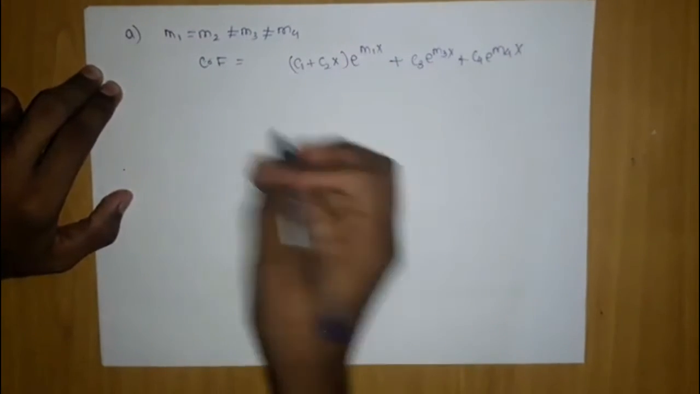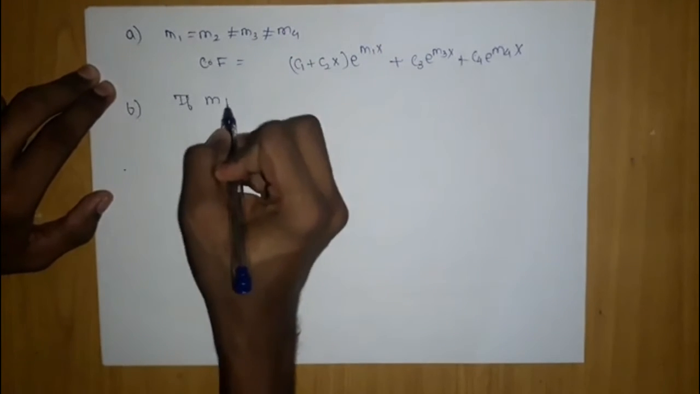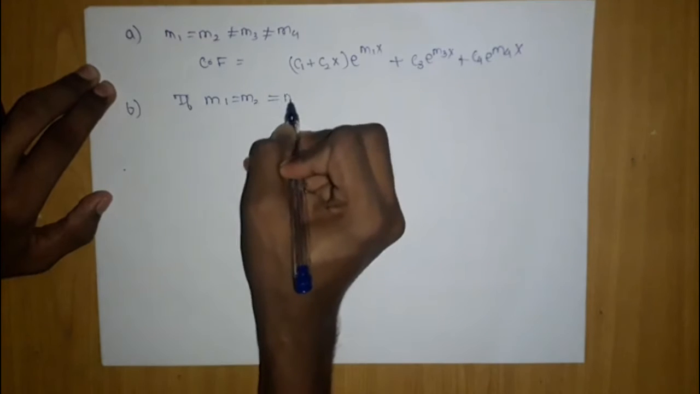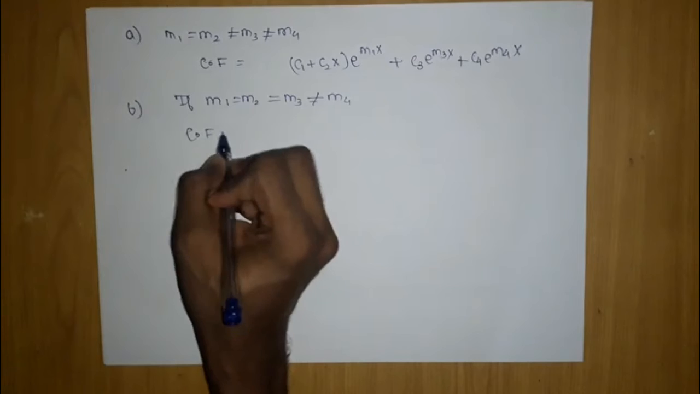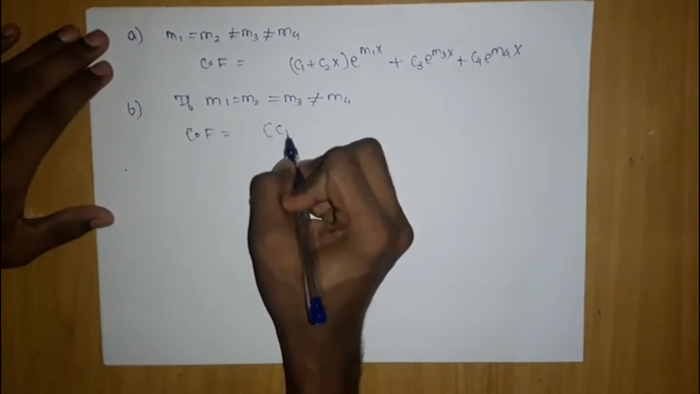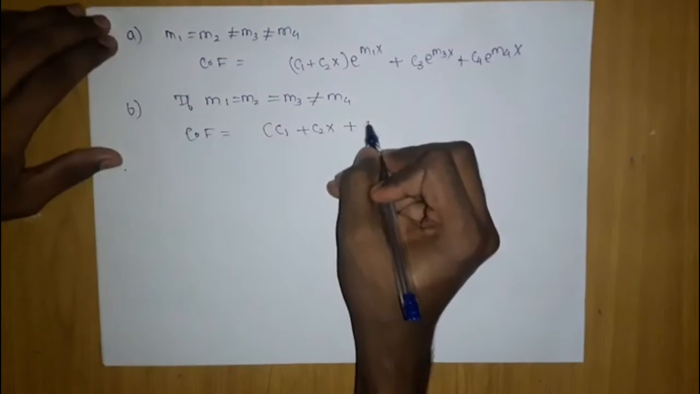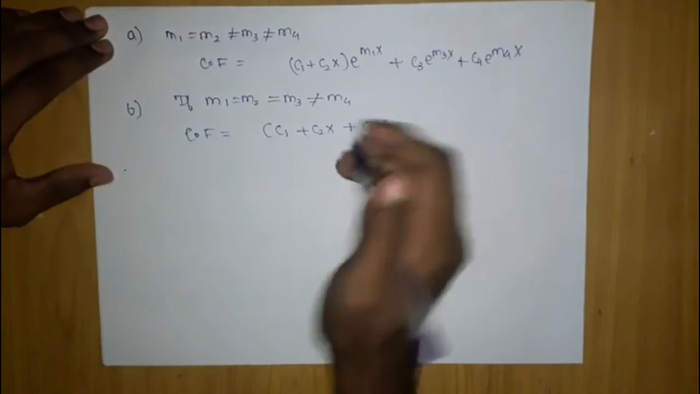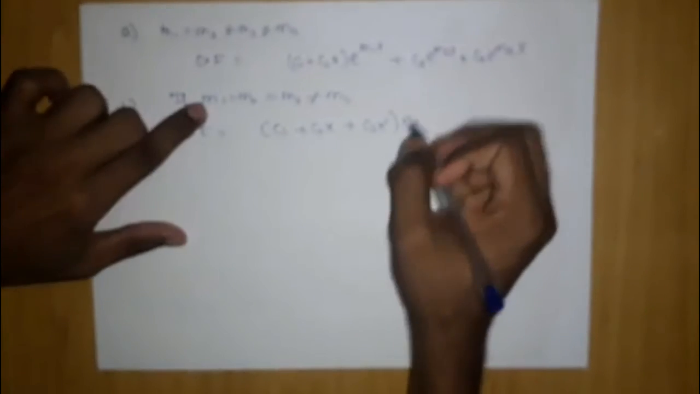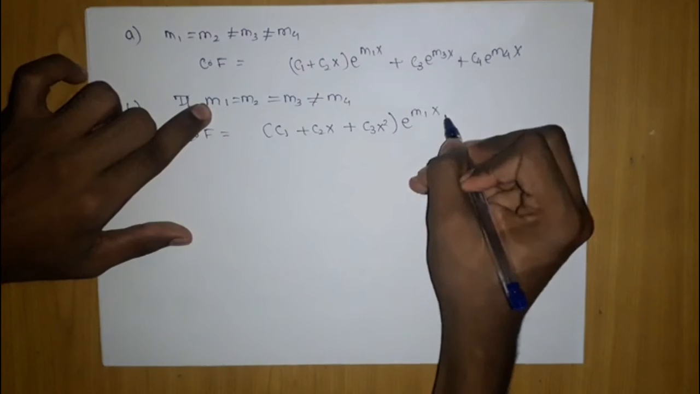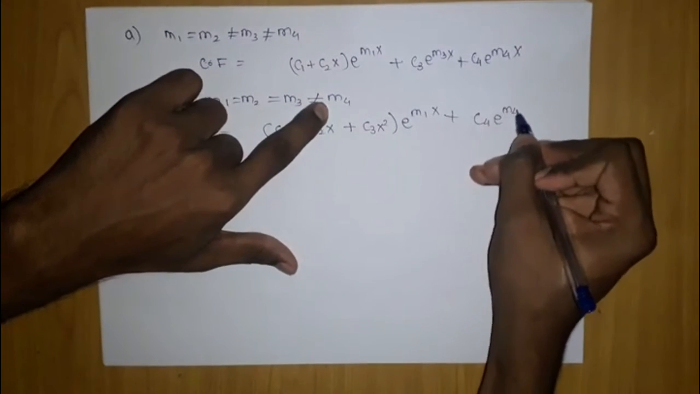If three roots were equal, let's see the second condition, b. If m1 equal to m2 equal to m3 but not equal to m4, then the complementary function will be given by c1, c2 into x, and after this if the third is equal, c3 into x square. You have to keep on multiplying x, x square, into e to the power m1x plus c4 e to the power m4x.